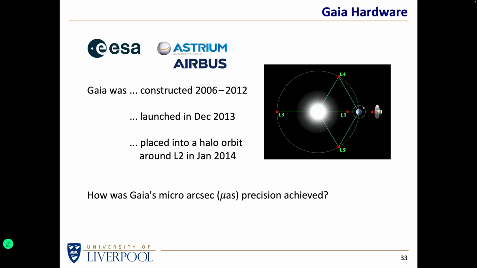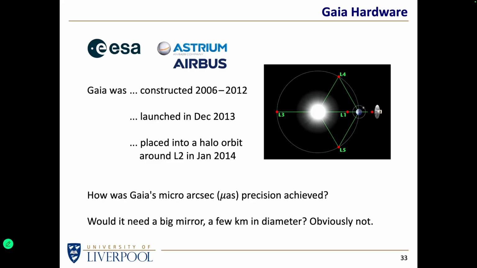So how was micro-arc-second precision achieved? Generally speaking, the larger a mirror, the greater the precision with which you can image, which is why, for instance, we are building the European Extremely Large Telescope in Chile with a 40-meter diameter mirror. But if large mirrors give you greater precision, how do you get this fantastic micro-arc-second precision?